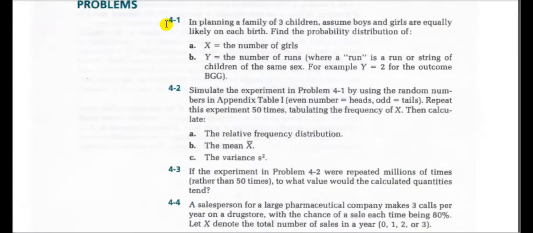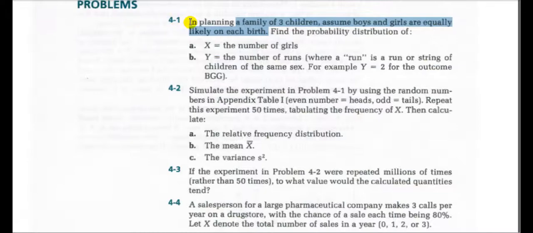Okay, let's look at some of these examples. In the planning of a 3-child family, assume boys and girls are equally likely on each birth. So here we're letting them be equally likely. That's not the realistic situation that he does apparently in his chapter 3, but okay. Find the probability distribution of x equals the number of girls. Let's do that one first.